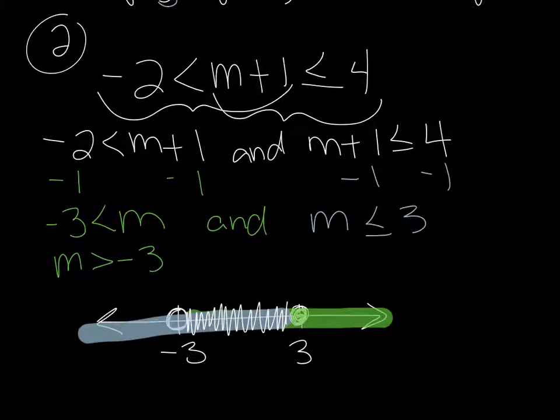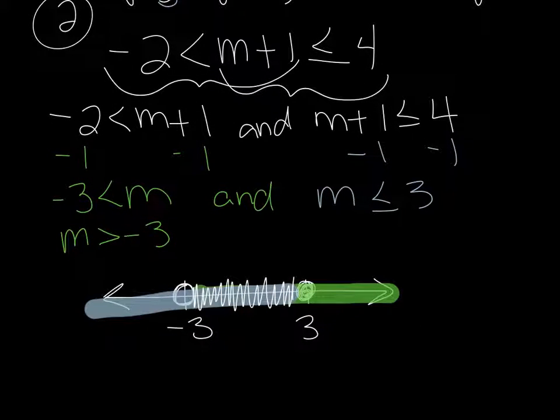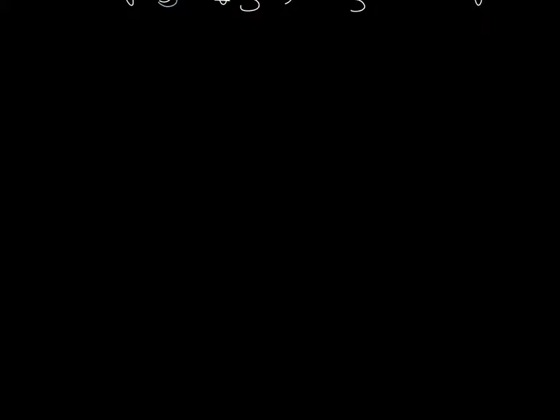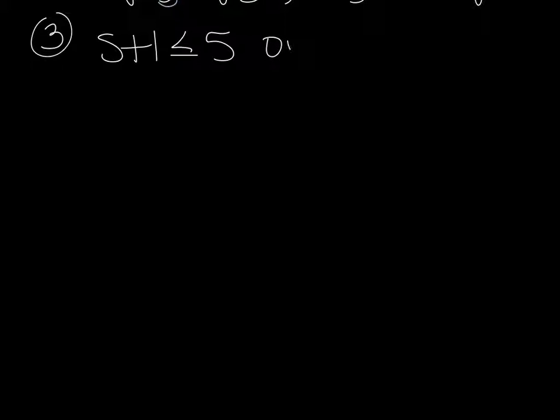Okay, still making sense? These were conjunctions. Let's look at one that maybe is not a conjunction. This one's going to say s plus 1 is less than or equal to 5, or s minus 2 is greater than 5. See, the disjunctions are really obvious. Why? It says or. You don't even have to look for it. It says it right there for you.